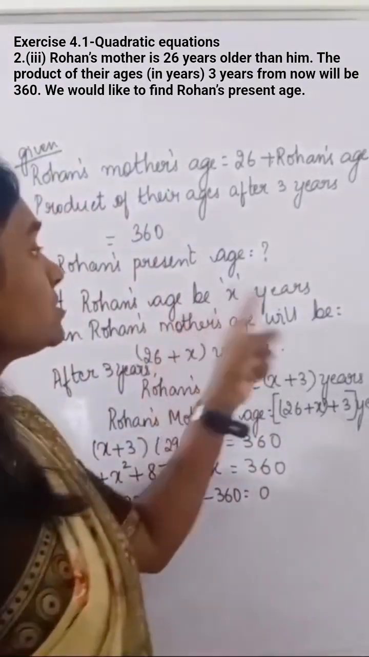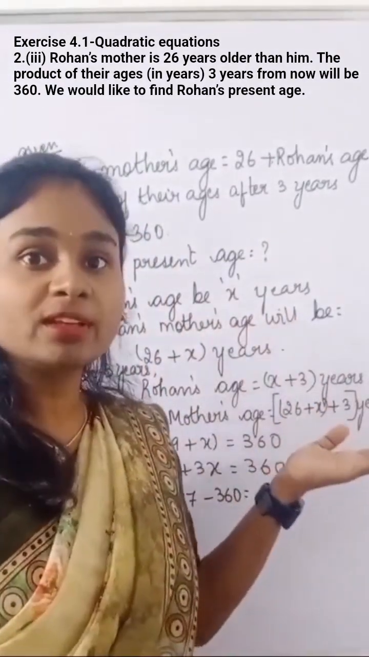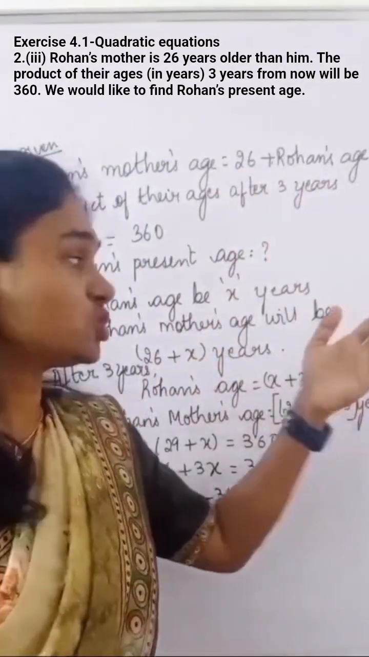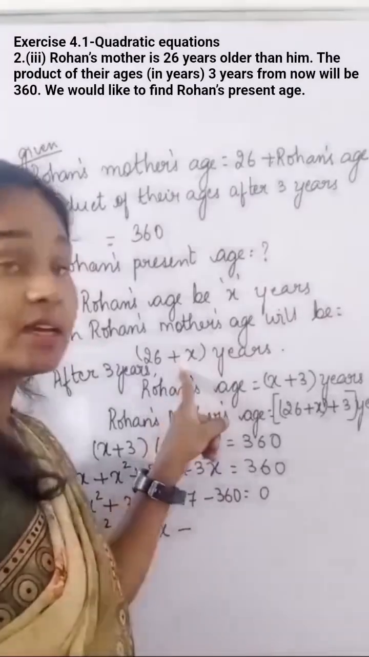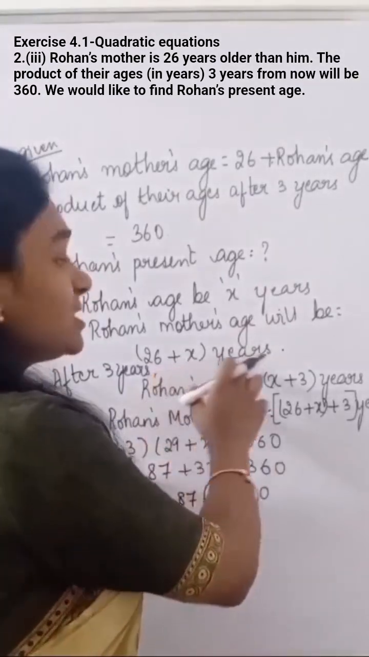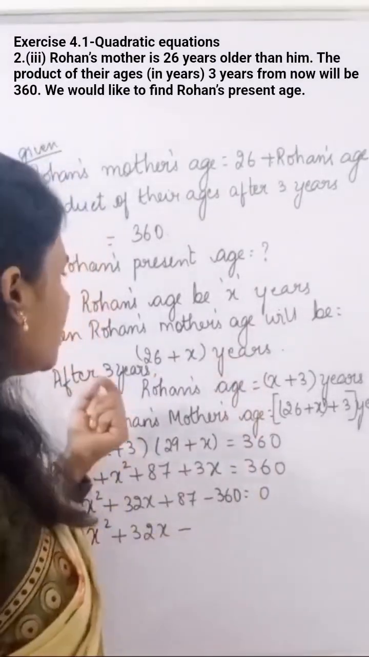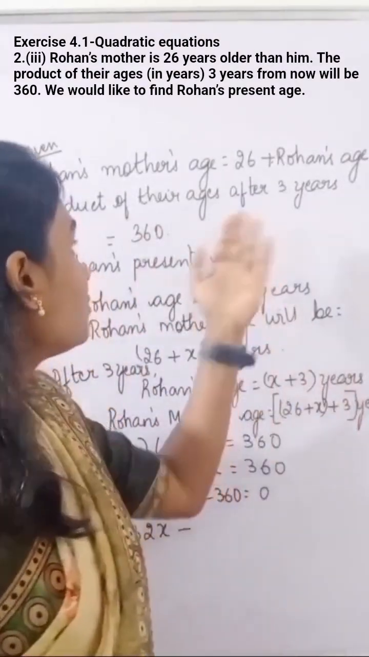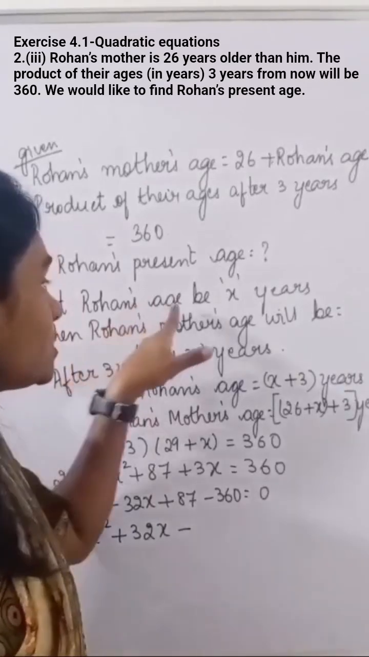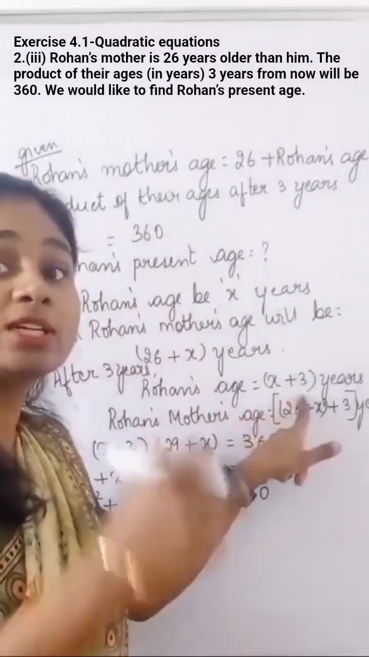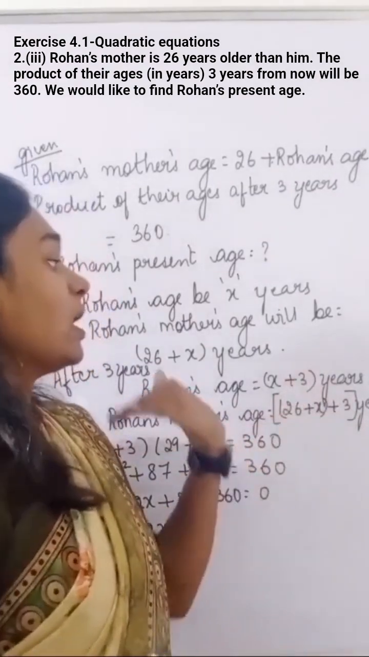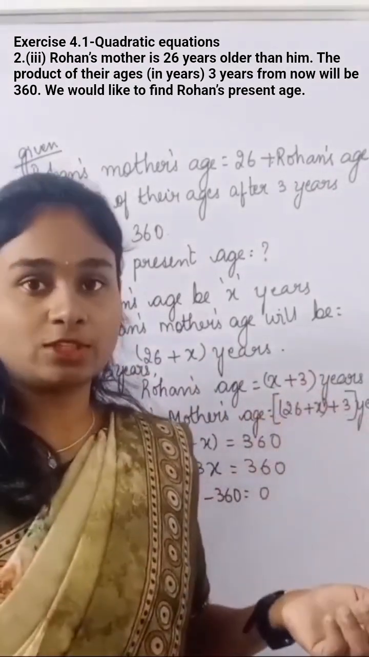So if we consider Rohan's age to be x, then what will be Rohan's mother's age? It is given that Rohan's mother's age is 26 plus Rohan's age, which means her age will be 26 plus x years. Now it is said 3 years from now, so after 3 years, what will be Rohan's age? Rohan's age will be x plus 3, because the present age of Rohan is x. So after 3 years, his age would be x plus 3.